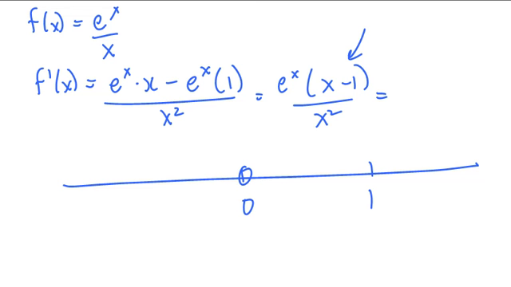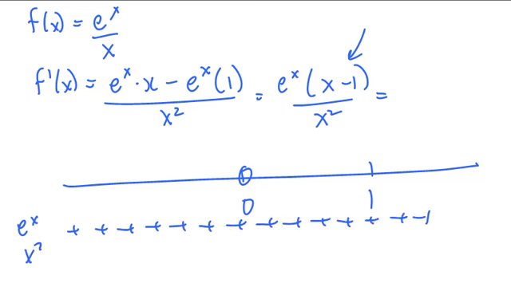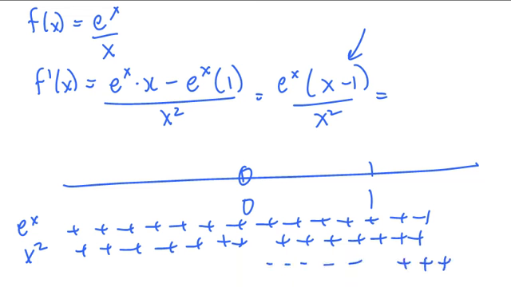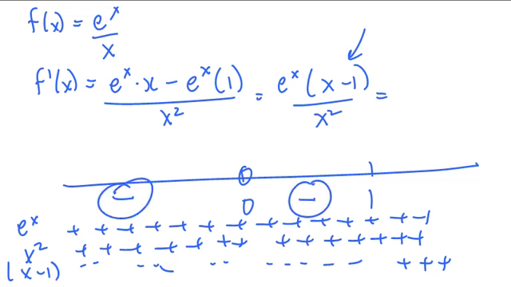So I've got my critical points, and now I'm going to put the rest on the number line. So e to the x is always positive. X squared is always positive. And x minus 1 switches at 1. So it'll be positive on this side and negative on this side. So that's x minus 1. That means it's decreasing in this area, decreasing in this area, increasing in this area.